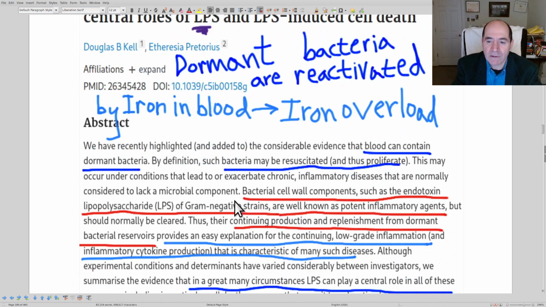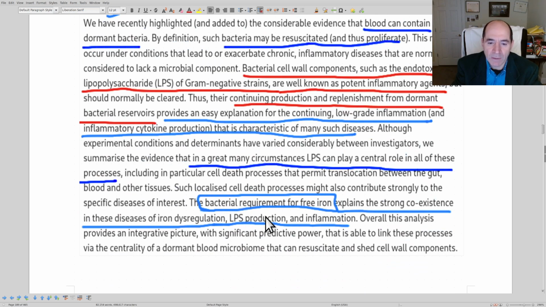Okay, dormant bacteria reactivation, iron in the blood, I told you all about that. Bacterial requirement for free iron explains the strong coexistence of these diseases and iron dysregulation, LPS production, and inflammation. You can get the iron to start the redox cycle between Fe2+ and Fe3+, like I just went over in a recent chapter, I think chapter 9 or something. And that creates a method of amplification of the disease. Whenever you have a lot of these bad diseases, there's going to be some form of vicious cycle whereby they continue to amplify themselves. And ferrous redox cycling is a big mechanism for amplifying a problem.